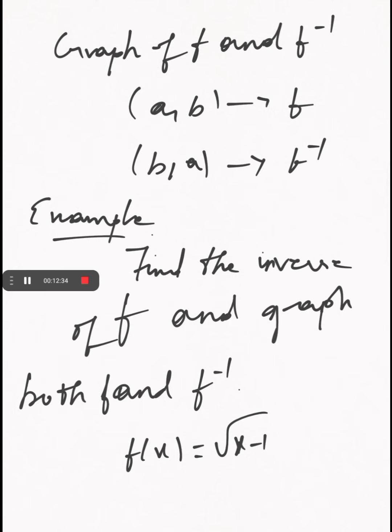Here the graph of f and f inverse. That means if the point of f is a, b, what is the point in f inverse? It's interchanged into b, a, right?